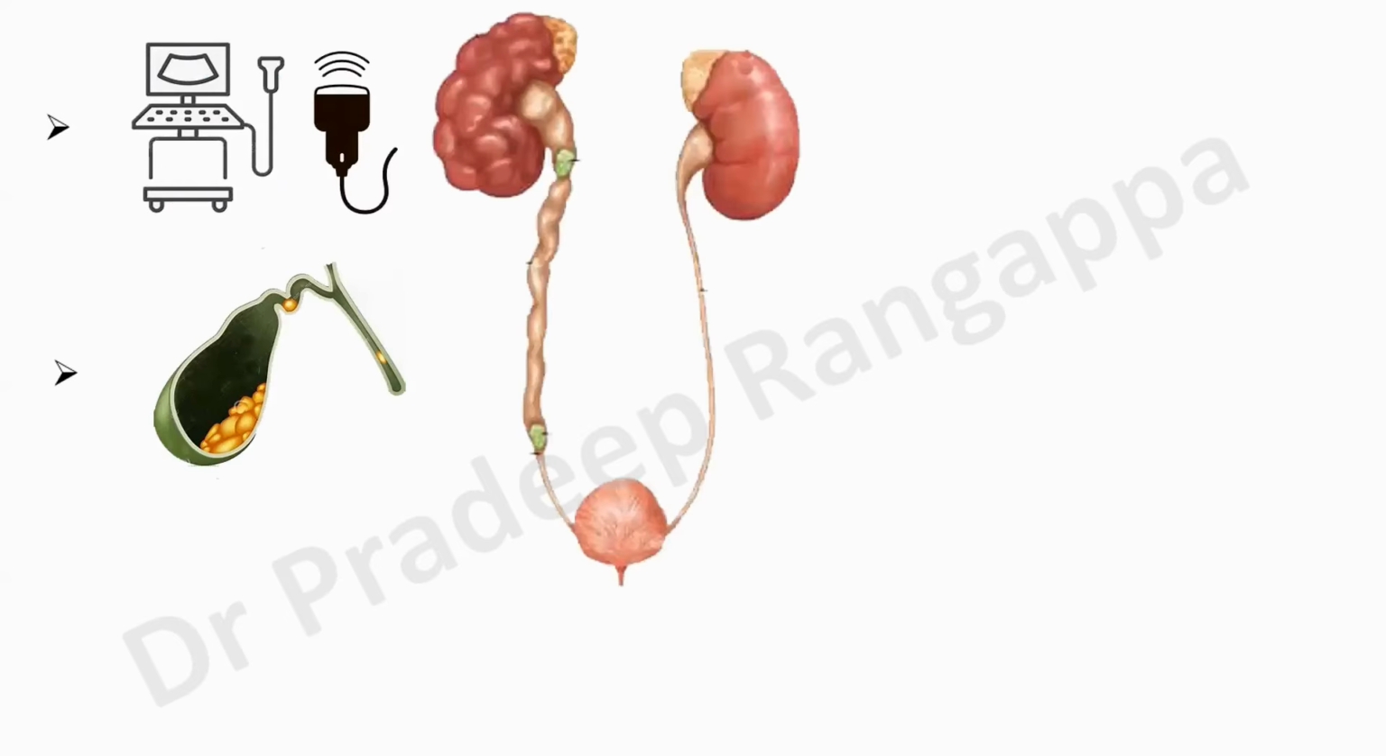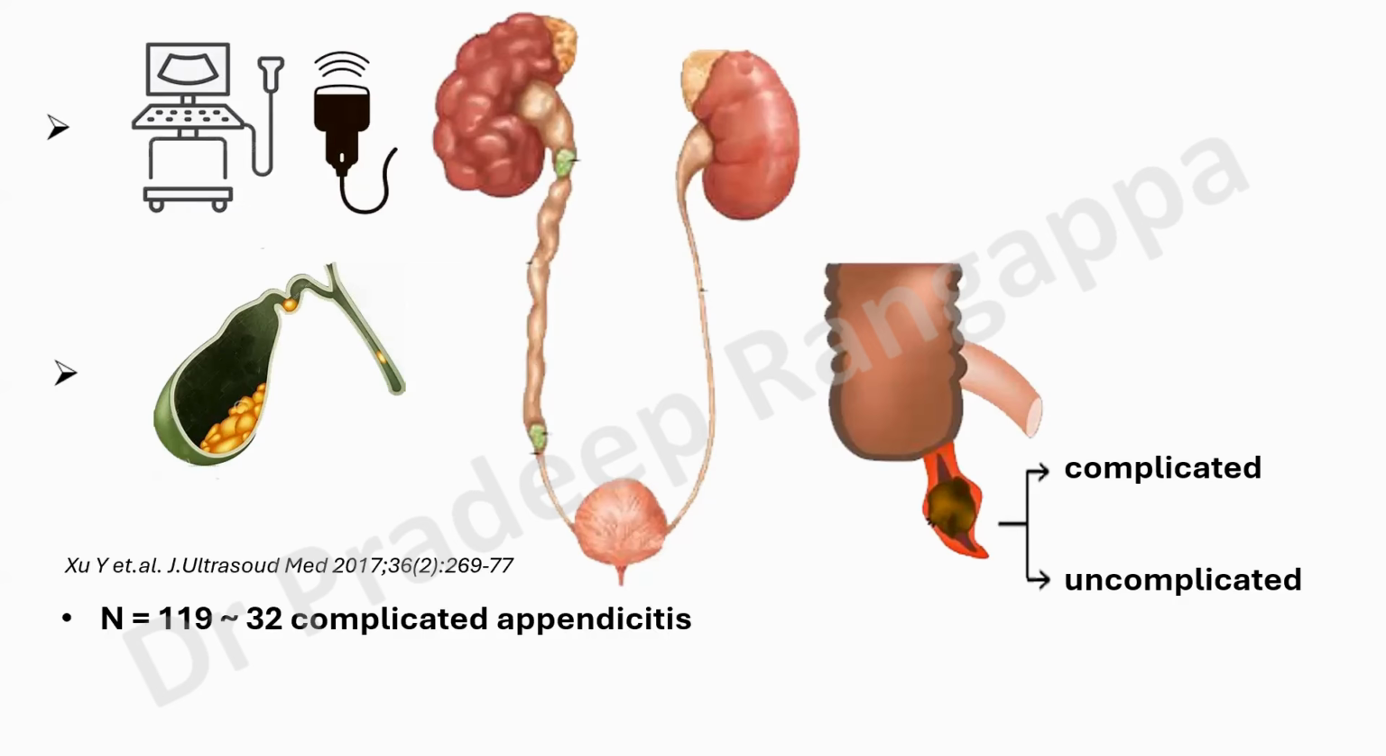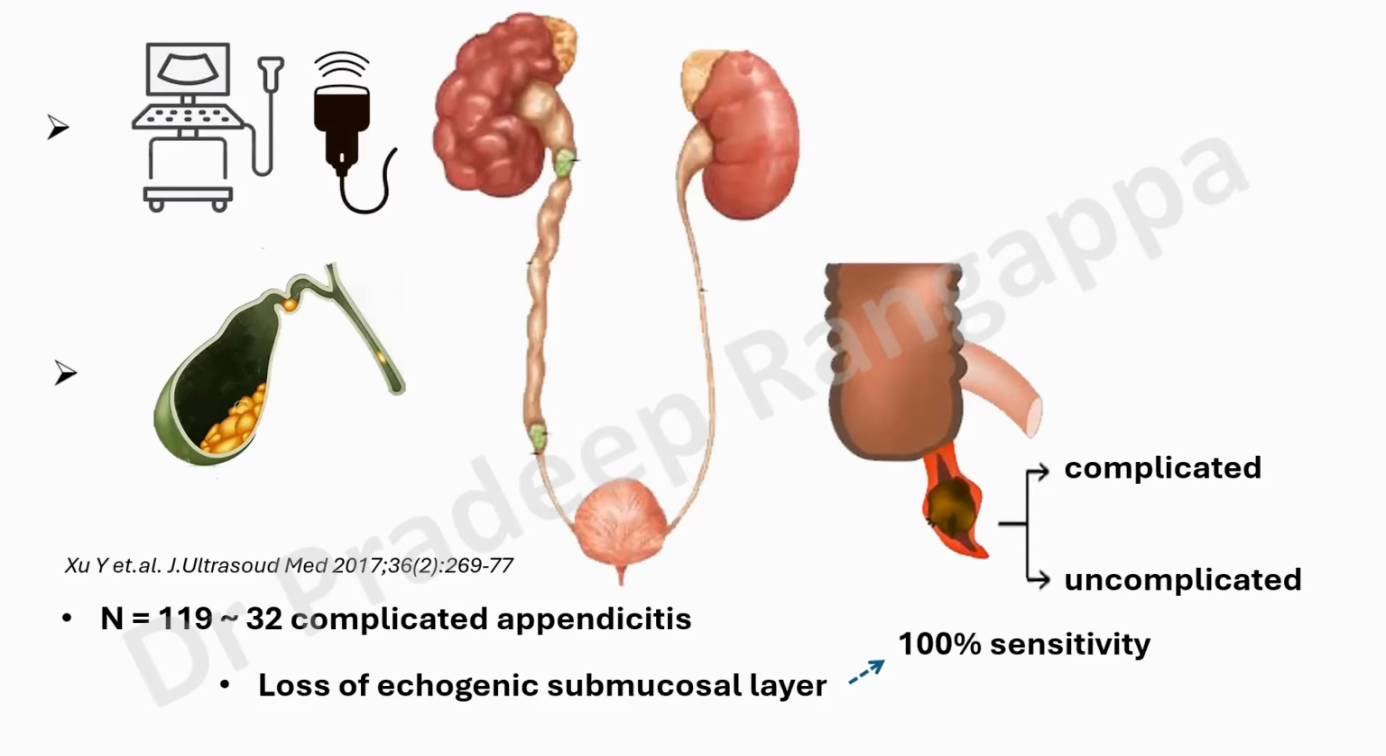So what about ultrasound? Ultrasound is a very valuable tool to look for any gallbladder calculi or renal calculi. And sometimes you can see a fecalith or an inflammatory mass at the appendix, which indicates whether it's complicated or uncomplicated. So this was one study which highlighted the value of ultrasound in complicated appendicitis.